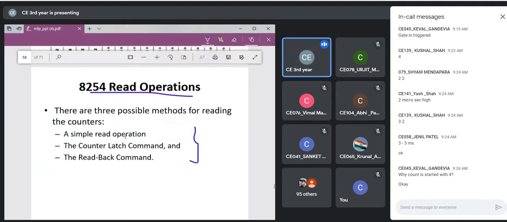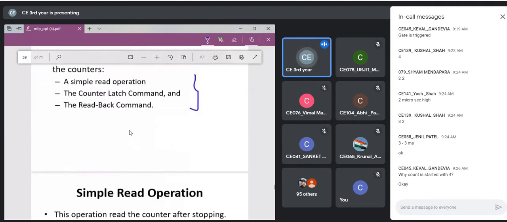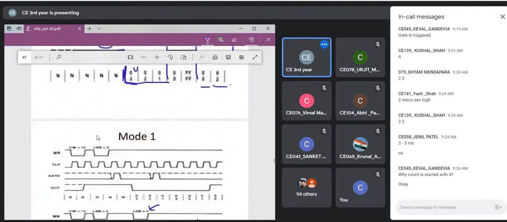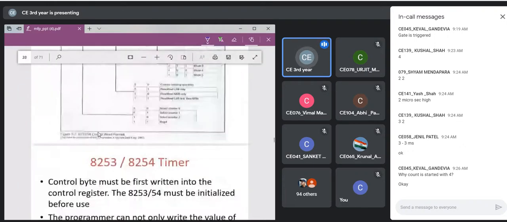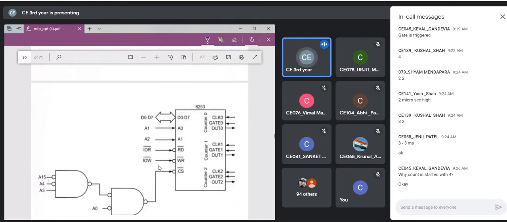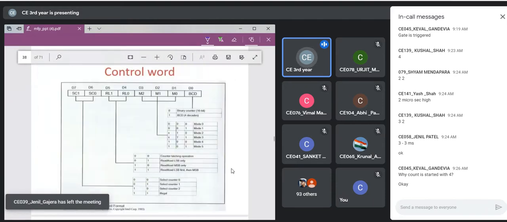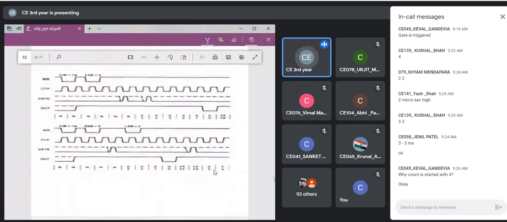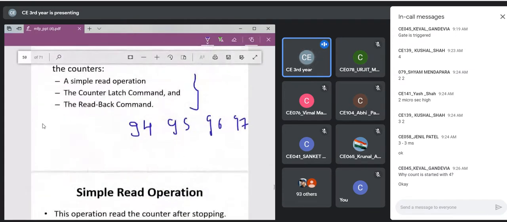I know what my counter register is. Suppose I know my counter 0 has address 94, counter 1 has 95H, then 96H and 97H. So we will have these addresses. We saw that example last time, how to allocate the address. We give it the chip select, and A0, A1 will select the address of counter 0, counter 1, counter 2.